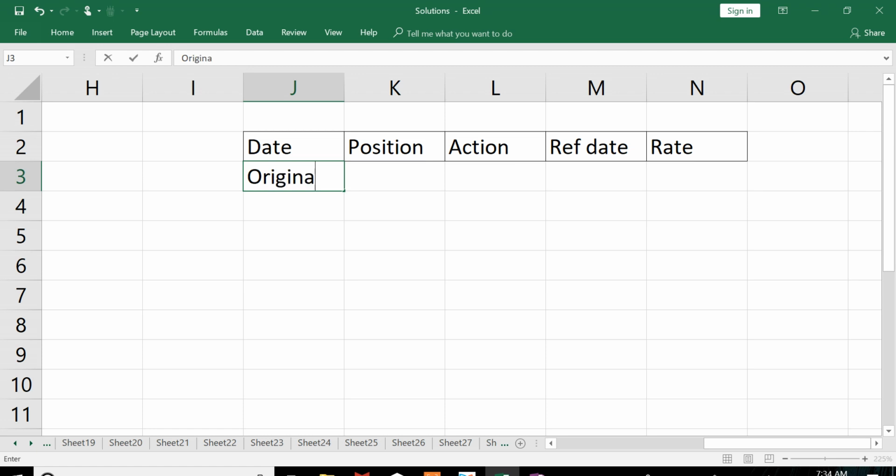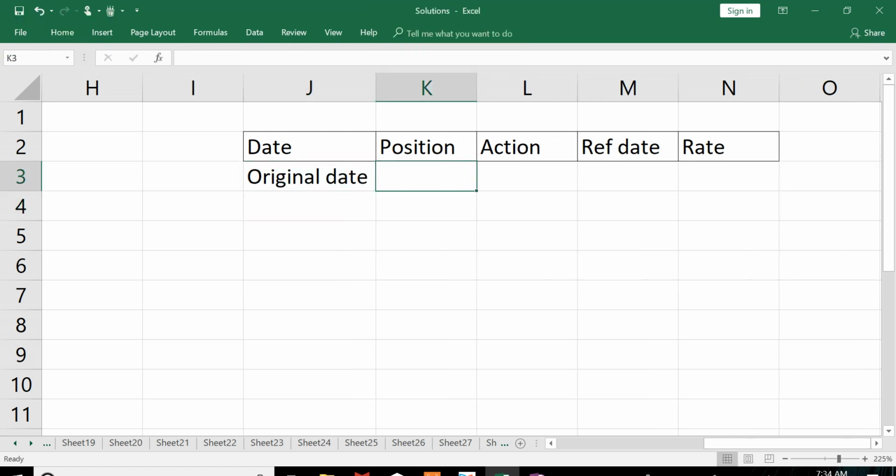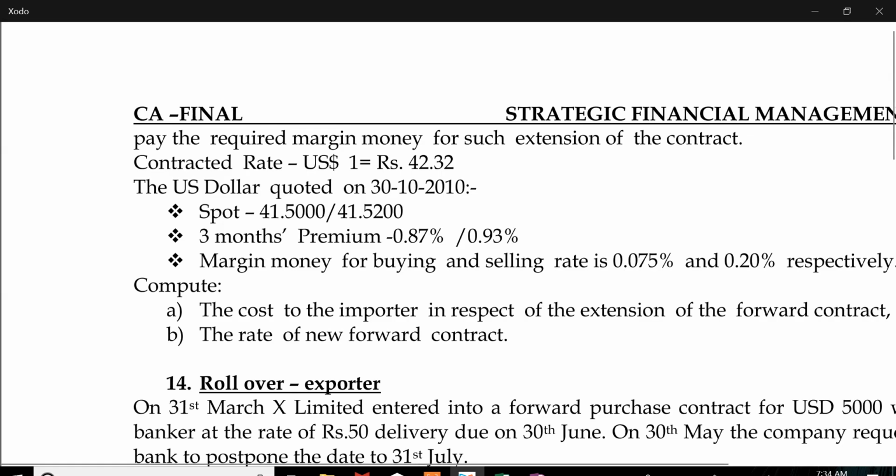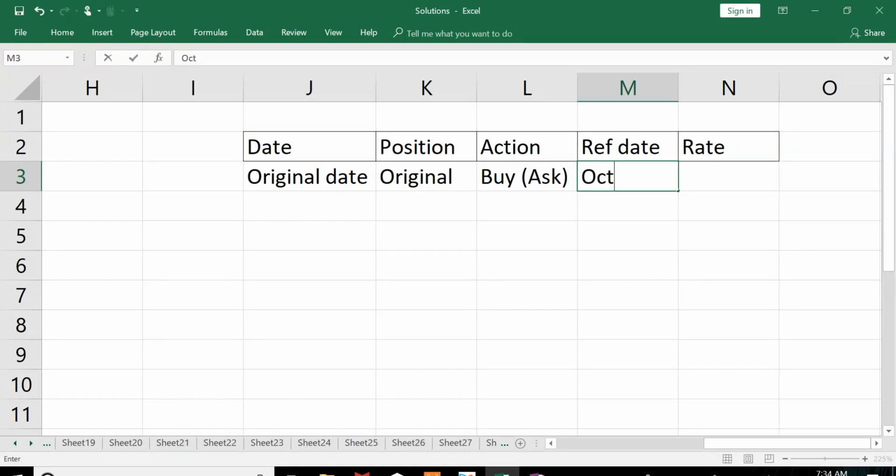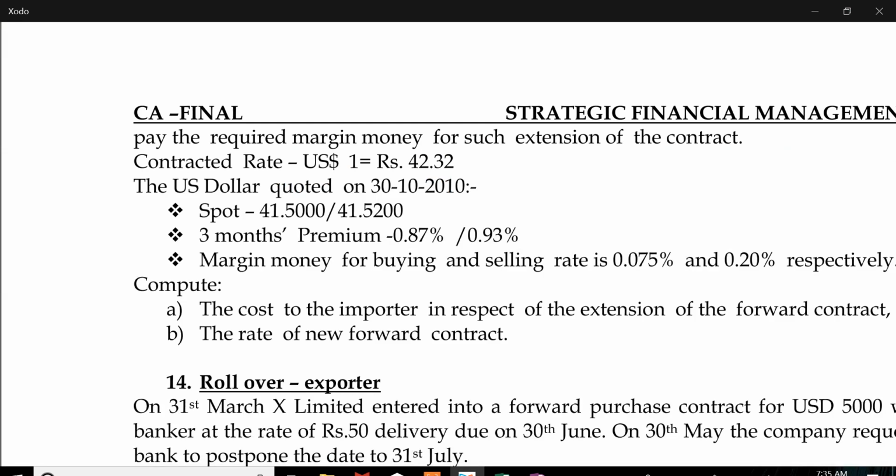Let's start with original date. I don't know on which date this was done, doesn't matter. Original date, original position. What did this guy want to do? Buy or sell? Buy, in bracket, ask. For which date was this? October 30. He had contracted this for October 30 and the rate which was contracted was 42.32. Now this is with one assumption, okay?